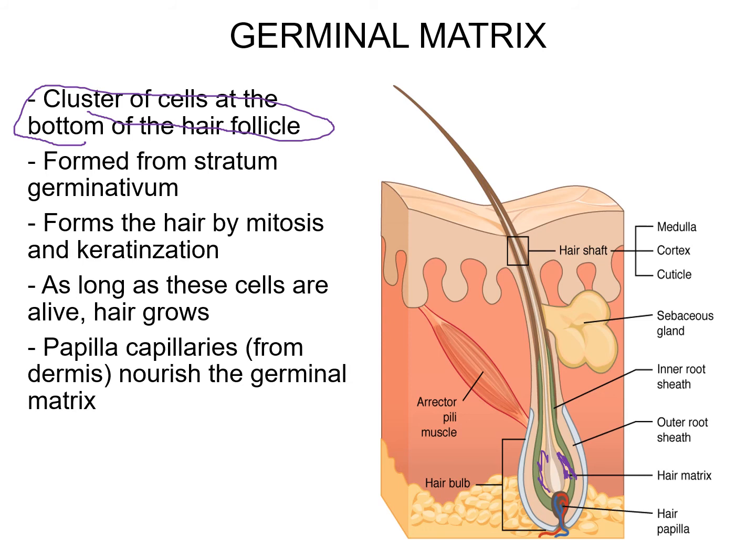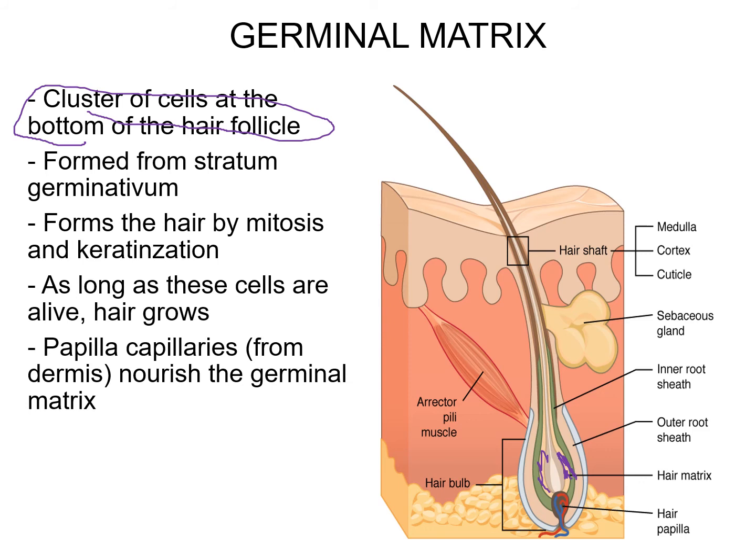So these are mitotic cells that make keratinocytes, and then it's the same exact principle. As new cells are being made, the old cells are getting pushed up, and that's how your hair actually grows.